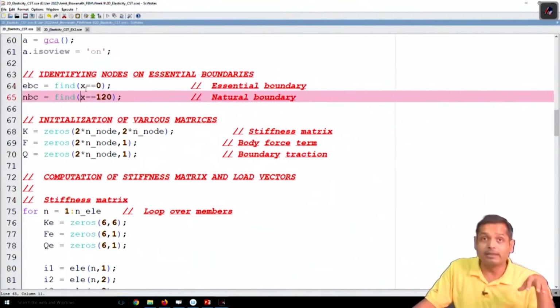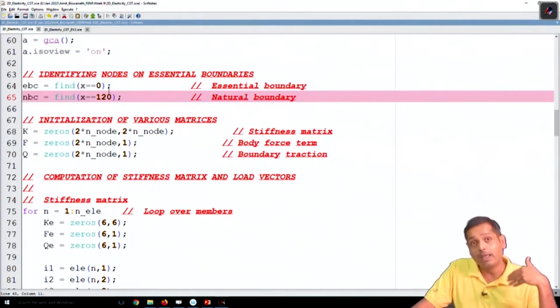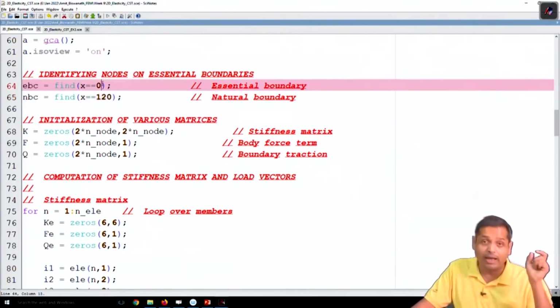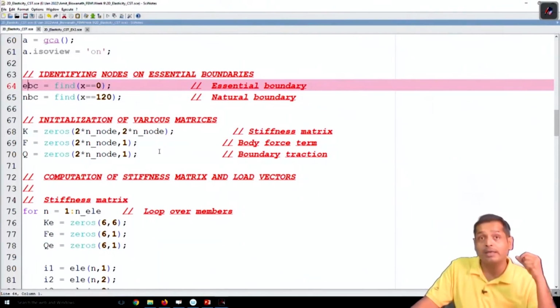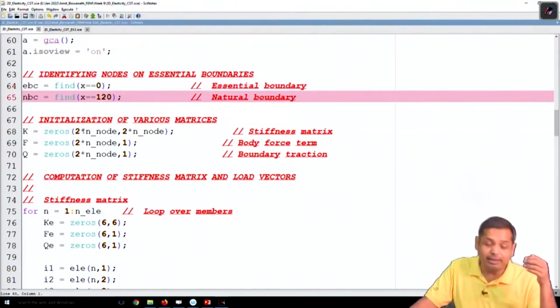So find is a command in Scilab we had discussed earlier. What this function does is it identifies the nodes for which x is equal to 0 and stores the indices of those nodes in EBC. So essentially EBC will contain the IDs of the nodes on which the essential boundary condition is to be imposed, and similarly NBC will be the set of nodes on which the natural boundary conditions are to be imposed.